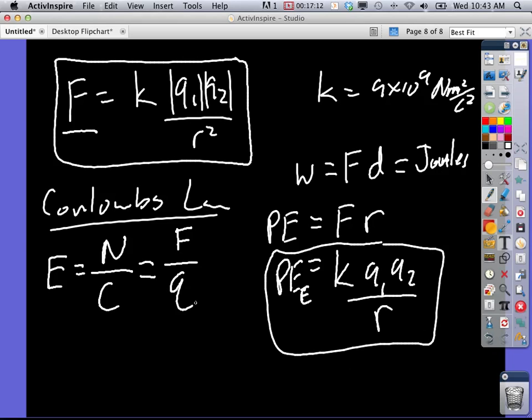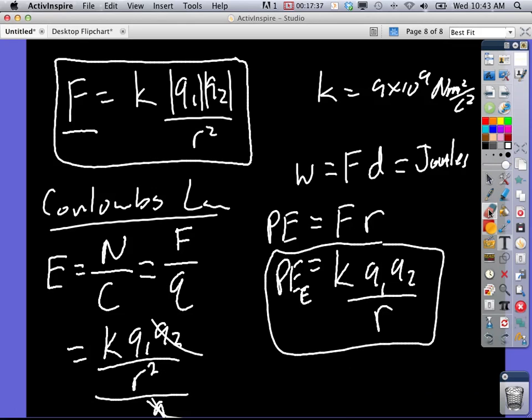Let's see. Vincent, what'd you get? I got K, Q1, Q2 over R squared. Okay, you see force here: K Q1 Q2 over R squared. That's F. What happens if I divide this by Q? Oh, yeah, on the bottom. This is going to cancel with that. So what I get... Does it matter which one it cancels with? No, not really. They're all arbitrary names.